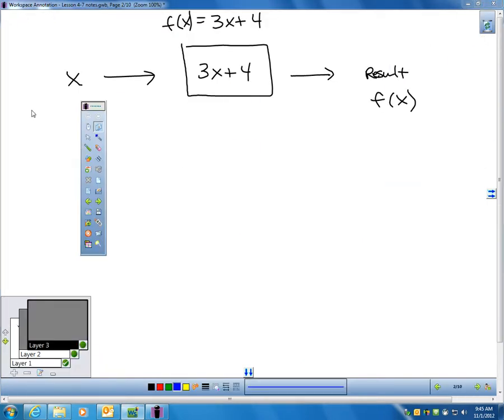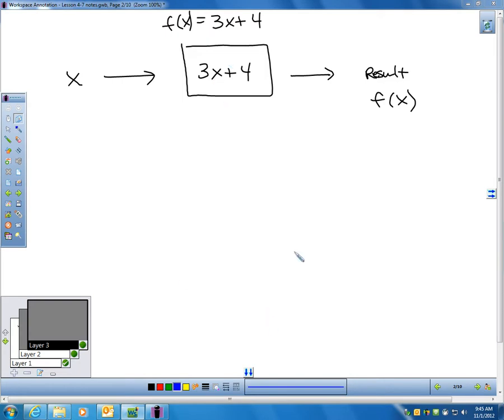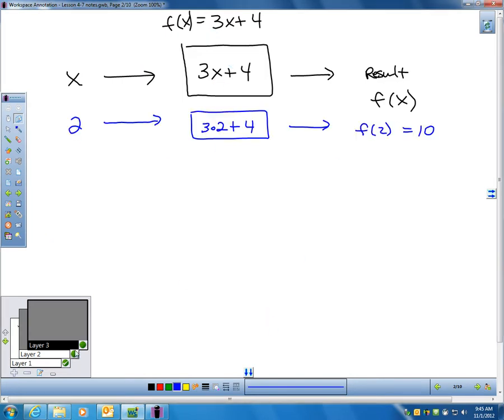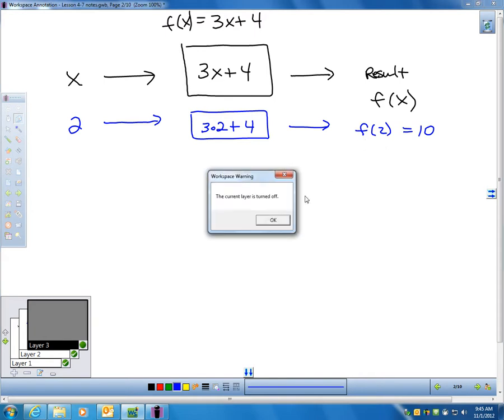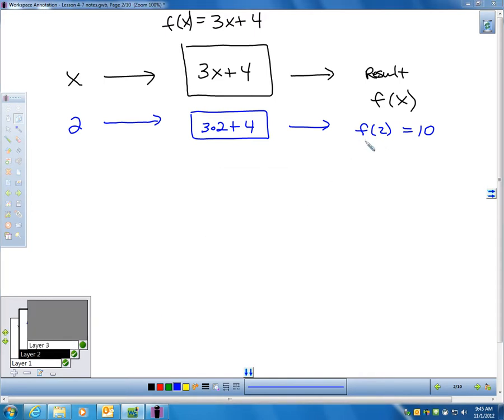And I'm showing a picture of that here. I actually had it drawn up previously. So in other words, if x was 2, if I input 2 into my box, the box will take 2, multiply by 3, and add 4, and f of 2 would equal 10. Now, f of 2 means if I plug 2 into the box, it took 2 and outputted a 10. That's what f of 2 means.